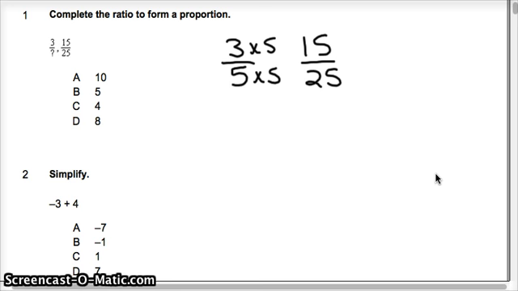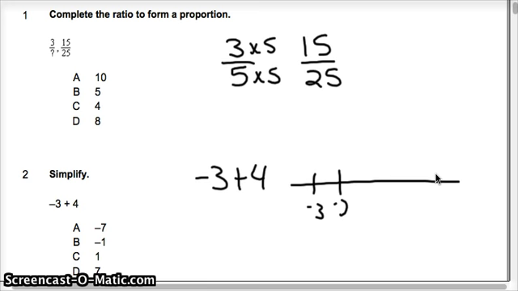For the second one, we have -3, and we're adding 4. So if we were on a number line, and we were at -3, and we were going forward 4, we know that each jump would represent 1, so that would be 1, 2, 3, and 4. We would end up at 1.